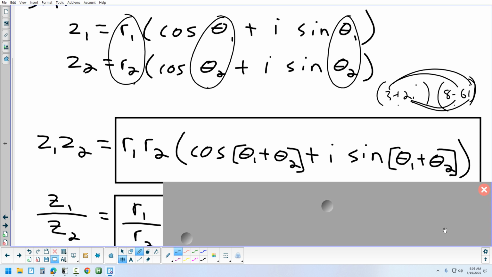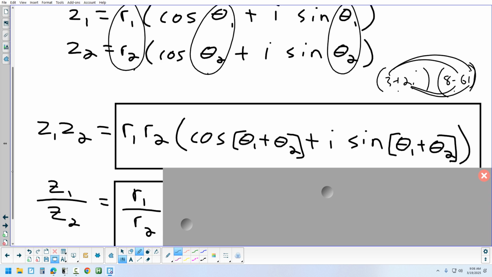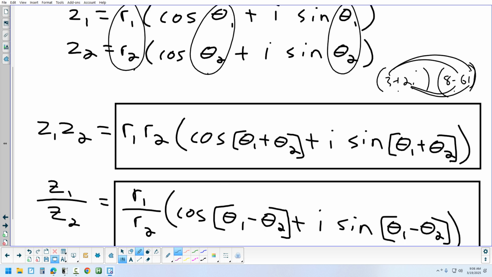And how do you think we would get our angle when we're dividing? Yep. Cosine theta 1 over cosine theta 2. So cosine's good. We're definitely going to have that. Cosine of theta 1 minus theta 2. Yeah, because we had a plus when we did multiplication. We're going to have a minus when we do division.